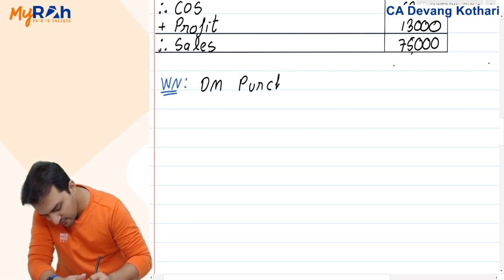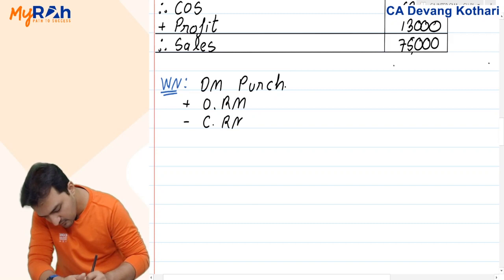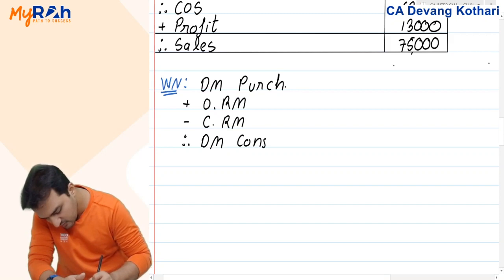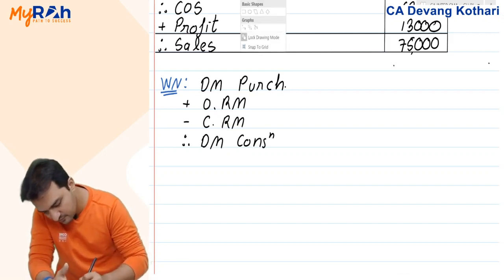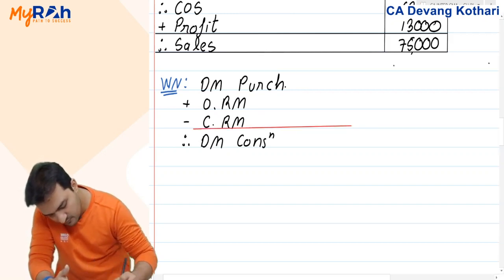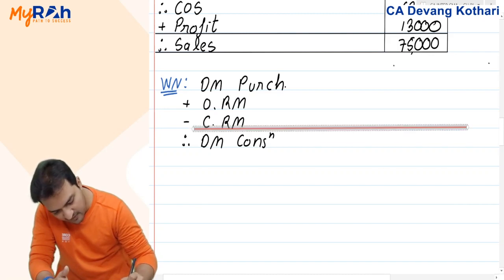And if I start from direct material purchase, on that, add opening raw material less closing raw material should give me direct material consumption. This was the format I gave you last time.